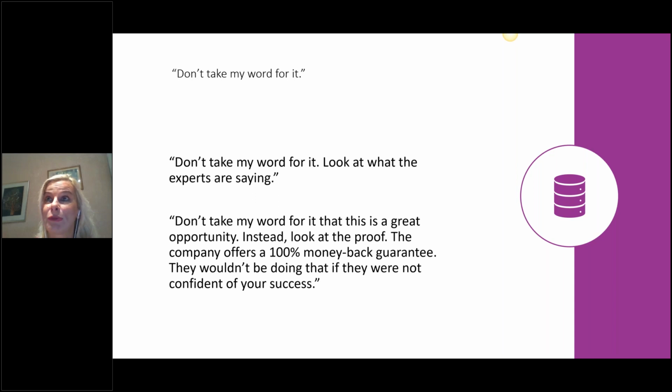The company offers a 100% money back guarantee. They wouldn't be doing that if they were not confident in your success, which is the case. When people sometimes say, oh, I don't know, I'm not sure, don't take my word for it. It's a great opportunity. Instead, look at the proof. The company offers a 100% money back guarantee.